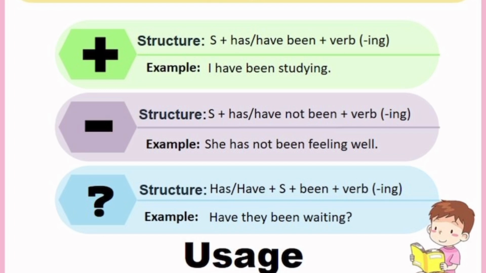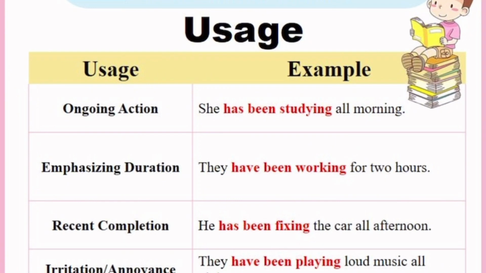You can use it to form question. Have they been waiting? Maybe have they been waiting for a while? They have been waiting for 2 hours. So that means they started waiting 2 hours ago and they are still waiting. So how do we use it? For ongoing action, she has been studying all morning. That is, she is still studying.